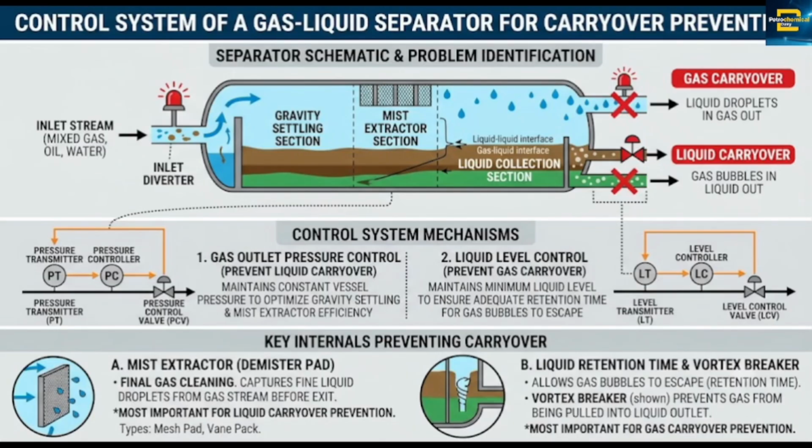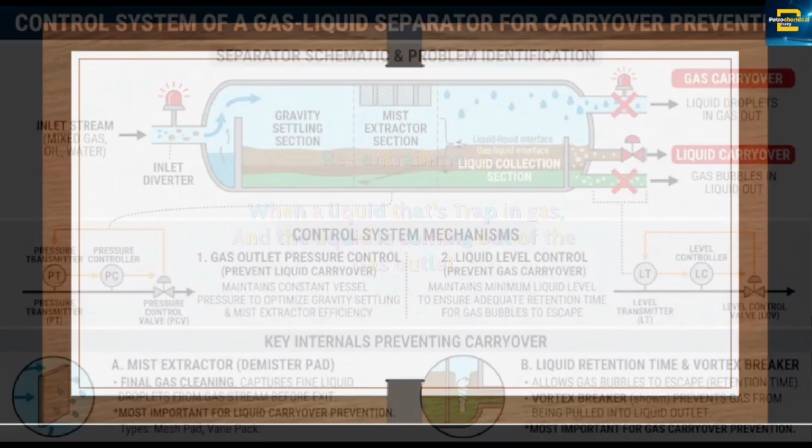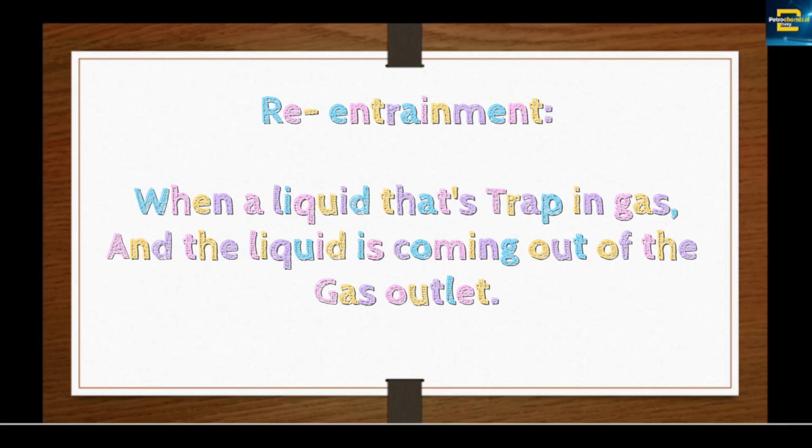So when the liquid mixes with the gas after it has been separated, we now find liquid and gas coming out of the gas outlet. That will cause a carryover. That will cause a liquid carryover. So that is what we call re-entrainment.